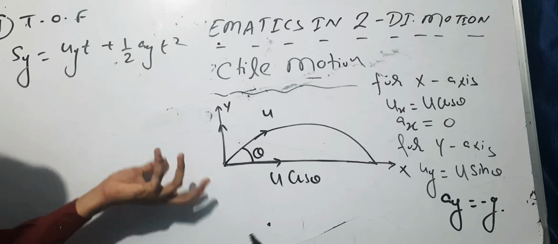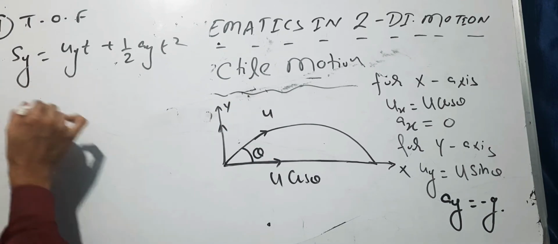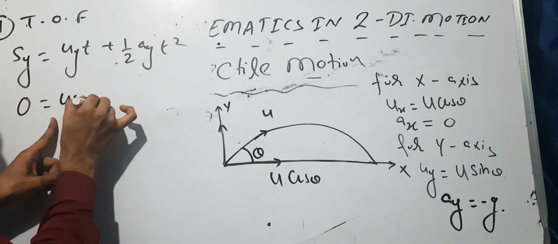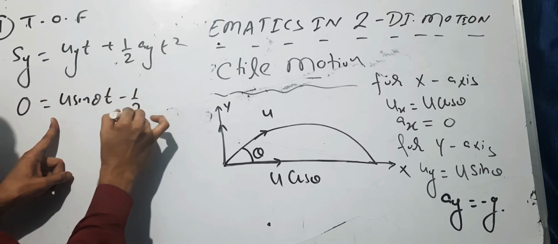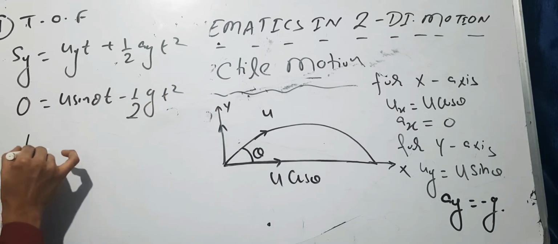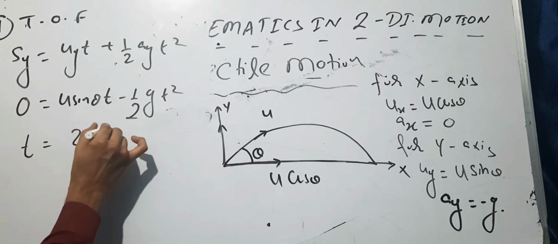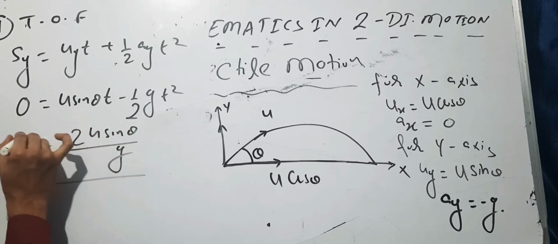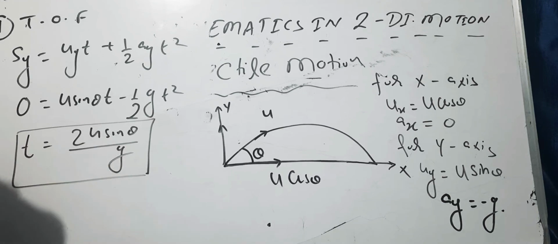Sy is basically 0, as there is no vertical displacement, and uy is u sine theta, so 0 equals u sine theta into t minus half g t square. You can equate this and finally you get t is equal to 2u sine theta by g. So this is the formula to find time of flight.